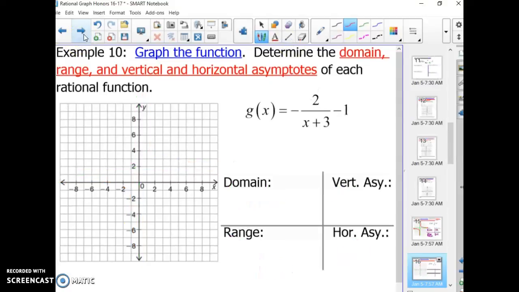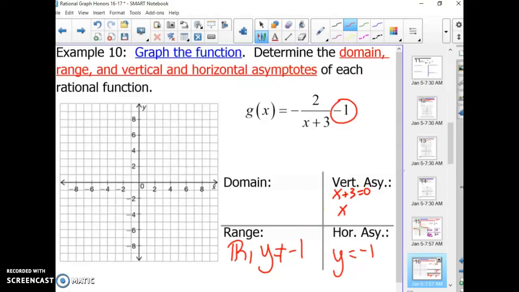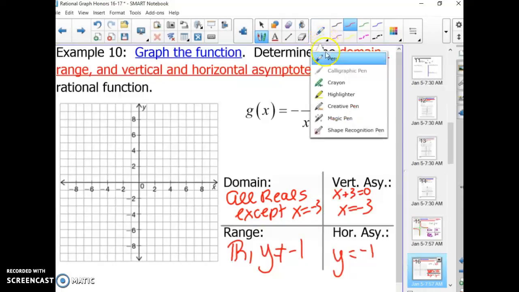All right, next one, same situation. Identify the vertical and the horizontal. So what's outside? Y is equal to -1. So I can state my range: all reals, y cannot equal -1. Vertical asymptote, it's what's going to make that bottom equal 0. So x is equal to -3. Guess what your domain is? All reals except x equals -3. So I'm going to put those in on my graph.